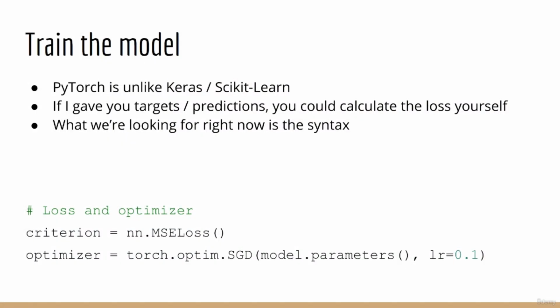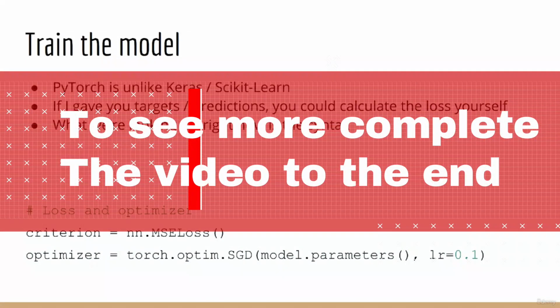is to define a loss and an optimizer. As we discussed, the loss that we need for linear regression is the mean squared error, and there just so happens to be this object called MSE loss in PyTorch.